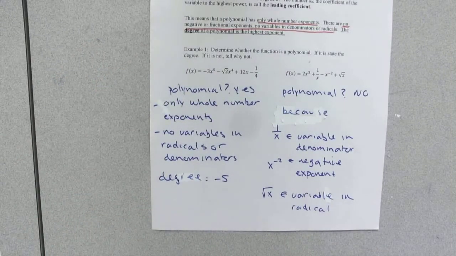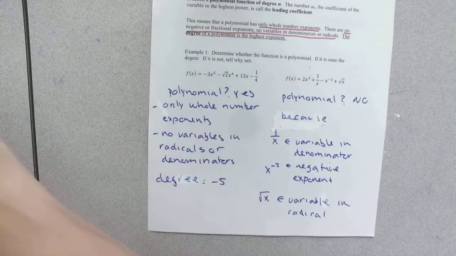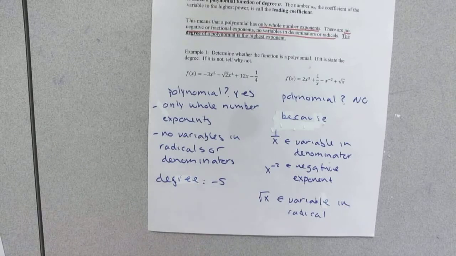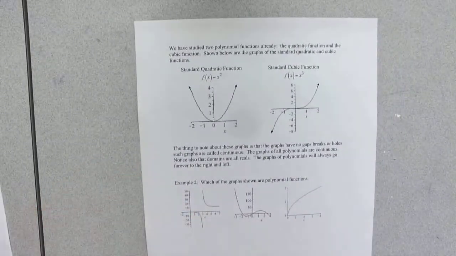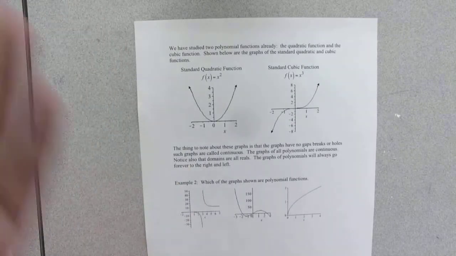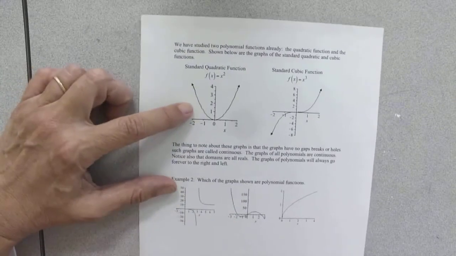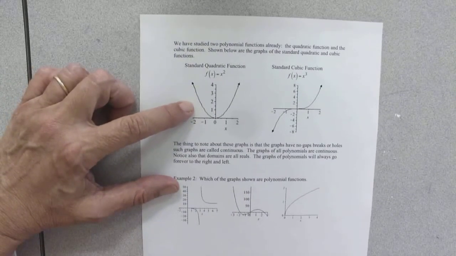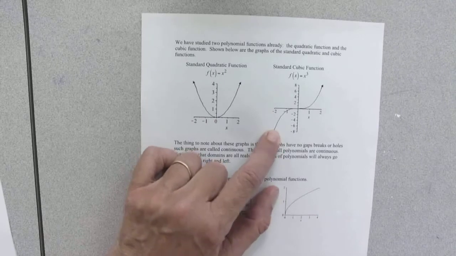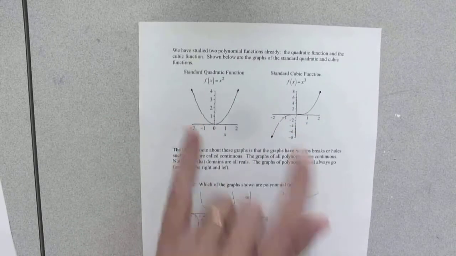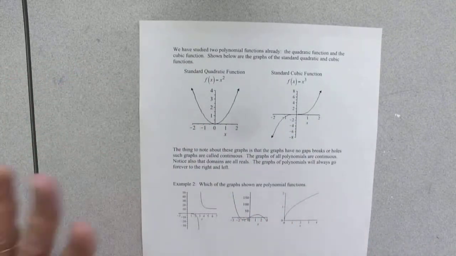So now we know what a polynomial looks like as far as its formula goes. We can also talk about a couple of properties graphically. And so this next page talks about some graphical properties. We have already studied the graphs of two polynomials. We've studied the standard quadratic, x squared, and the standard cubic, which looks like that guy. Both of these functions, notice their domain is negative infinity to infinity.